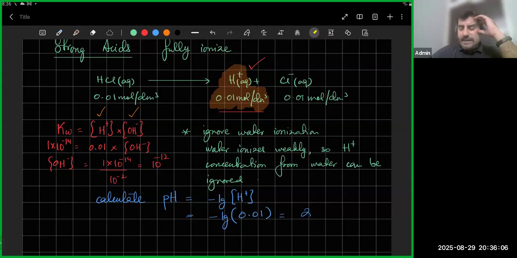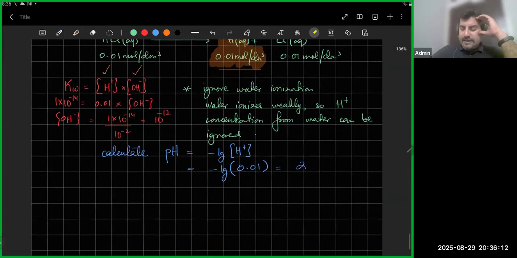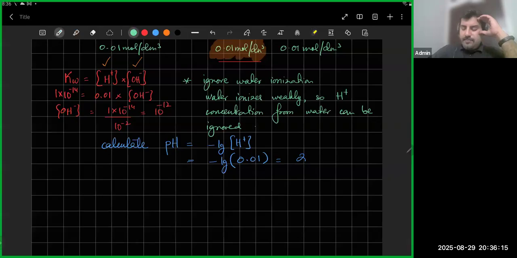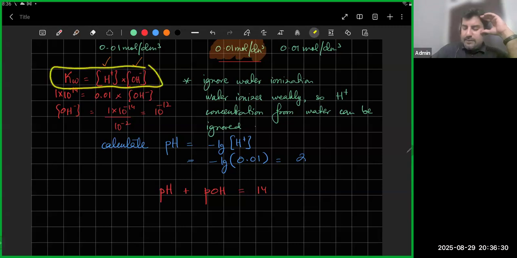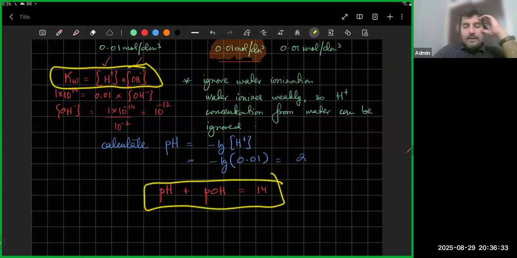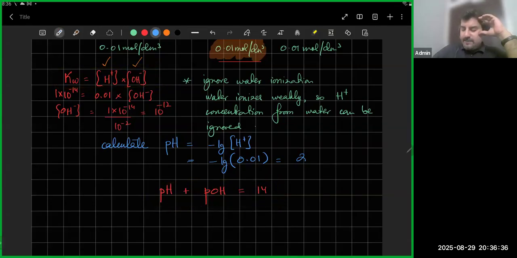And if somebody asks you about the OH ion concentration, there are actually two ways of doing that. Once you know the pH, you can use the other expression as well, which was pH plus pOH is equal to 14, right? So two expressions: one was the original one, and the other one was the log expression. We know the pH is 2. We don't know pOH, and it should total 14, so my pOH would come out to be 12.